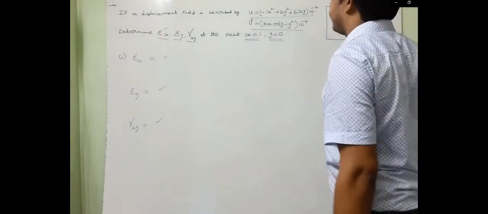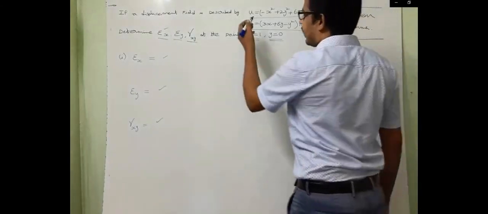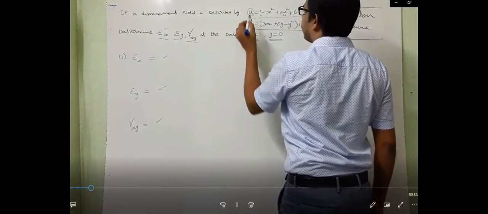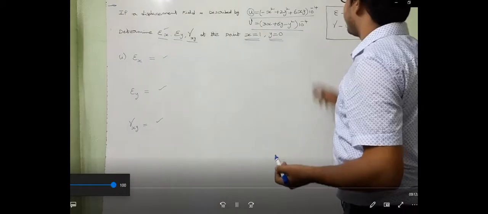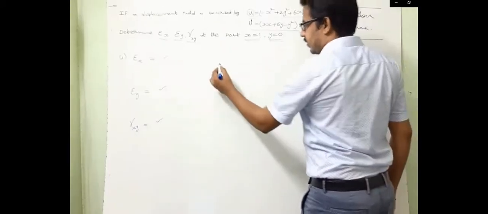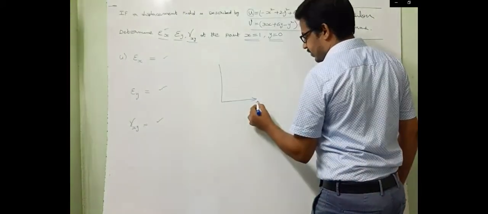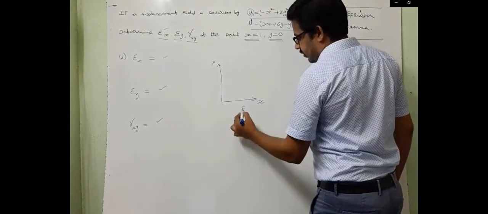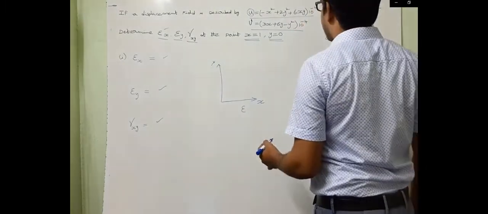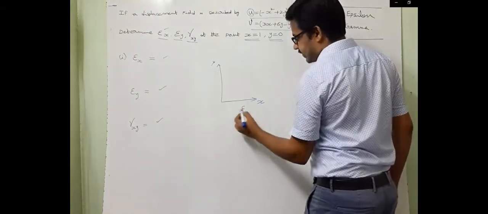Epsilon x. So here what is the u value? Minus x square plus 2y square plus 6xy into 10 power minus 4. So here in this diagram, this is the x axis, this is the y axis. We can represent it as epsilon x and epsilon y.